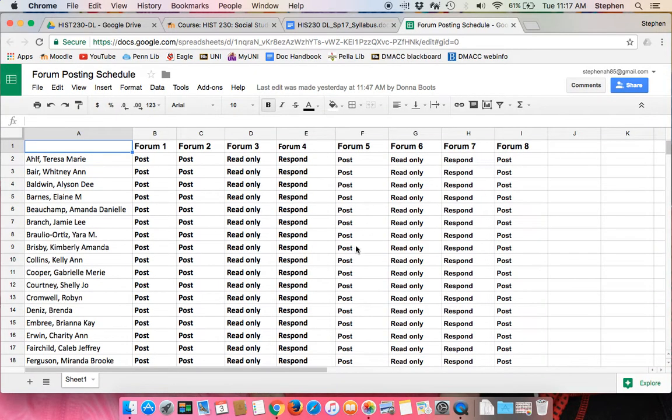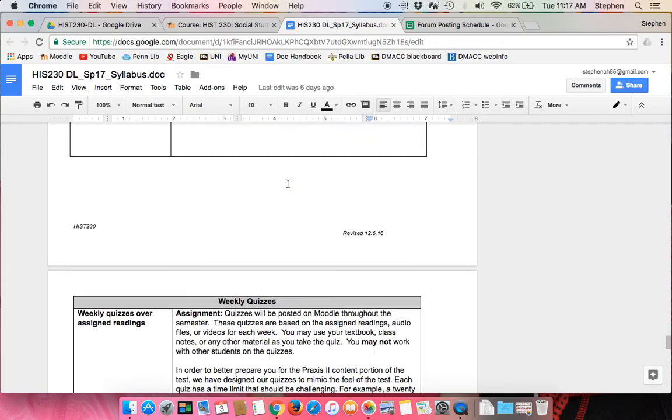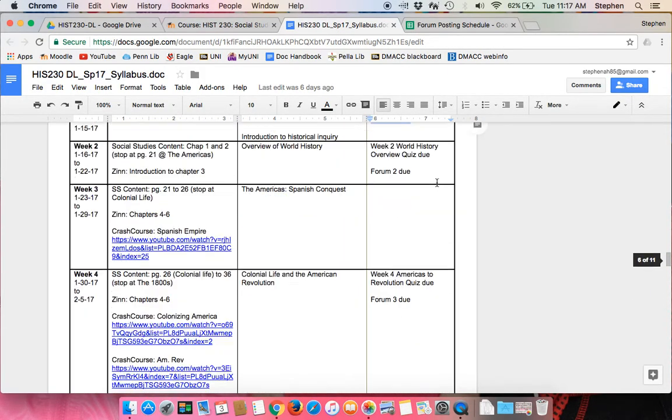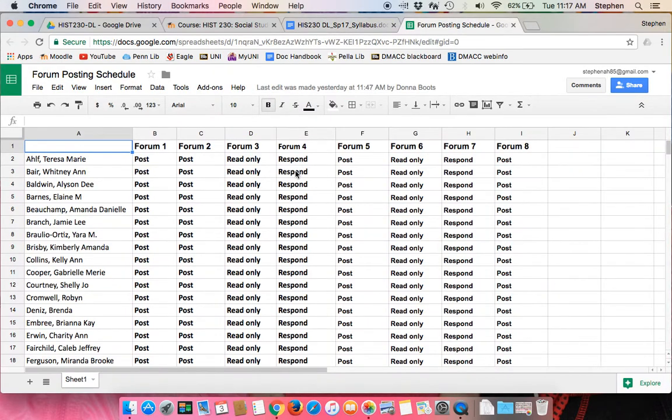That document looks like this. So for example, our first student in our entire class list, Teresa, she of course will post forum post one on week one, because we all do. Forum post two, which I believe is week two, she will post. Now, forum three, and the dates, you can see it on the syllabus. So, for instance, forum post three is actually due week four. So, forum post three, she is only going to read.